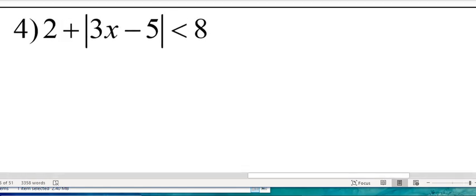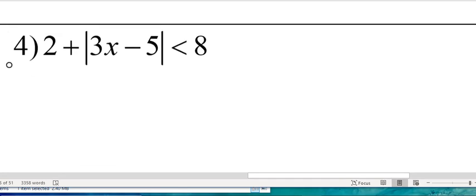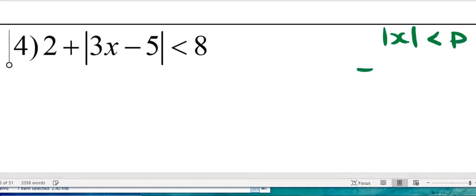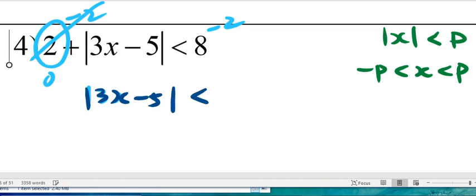Okay, so from this symbol, it already told you it fulfilled the second condition as well, right? So whereby absolute x less than p means that you will have x between negative p and p. So you have plus 2, so you have minus 2 both sides, so you get to eliminate it. So end up, what do you have? You have 3x minus 5, 8 minus 2, you have 6.